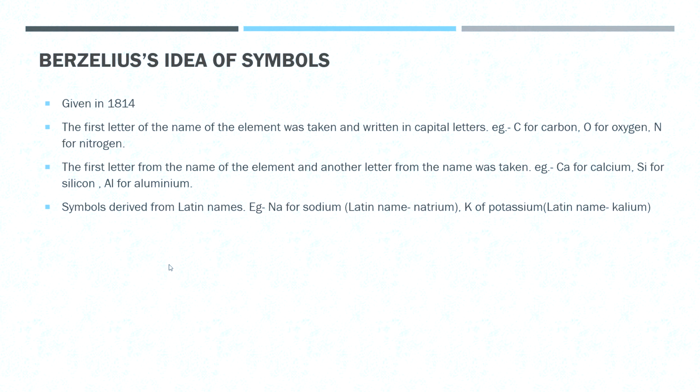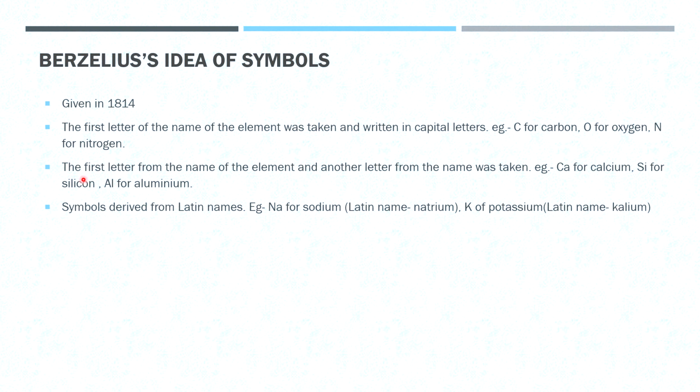Then came our dear Berzelius. What did he do? In 1814, he suggested the manner of representing elements, the manner that we are using today. He said we can use the first letter of the name of the element, written in capital letters. So he represented capital C for carbon, capital O for oxygen, capital N for nitrogen, capital H for hydrogen.